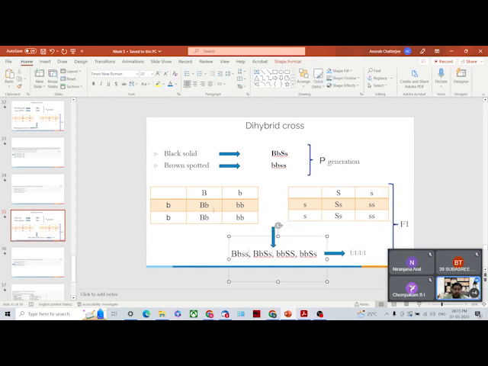Then small b with capital S small s, which should be this one. And small b with small s, it should be this one. So these should be the genotypes, and we see individually all of them have the ratio 1 is to 1 is to 1 is to 1. All of them genotypically have the same ratio.